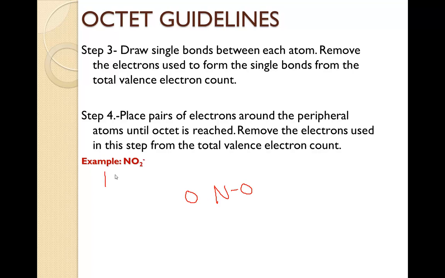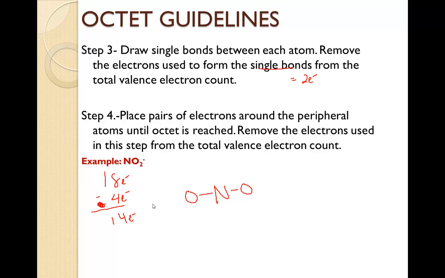We have 18 electrons total. Draw a single bond between the atoms, so from the atom into the center. And now subtract those single bonds from the total valence count. Remember, each single bond is equal to 2 electrons. So we have 2 bonds, so that's a total of 4 electrons, 2 times 2. Going to subtract that out to be 14 electrons.